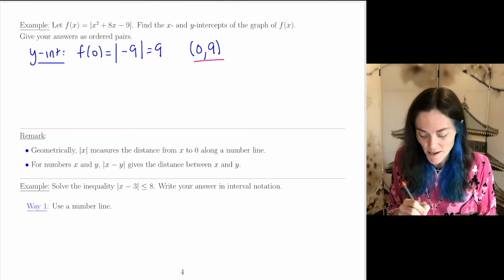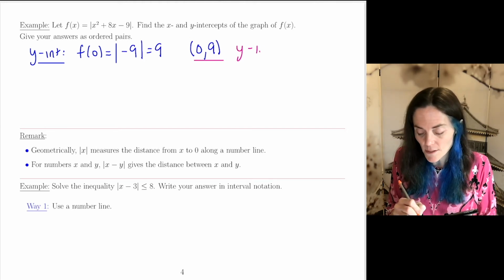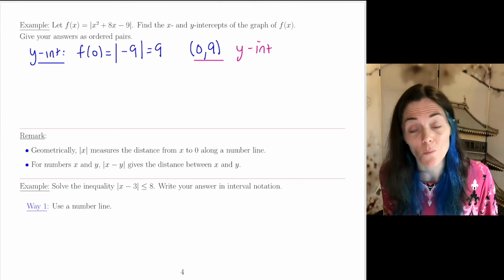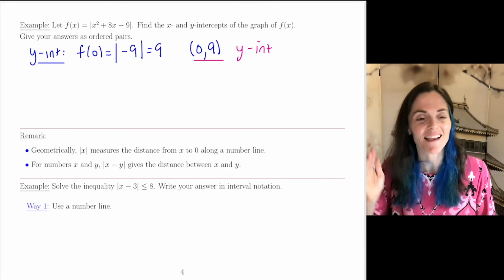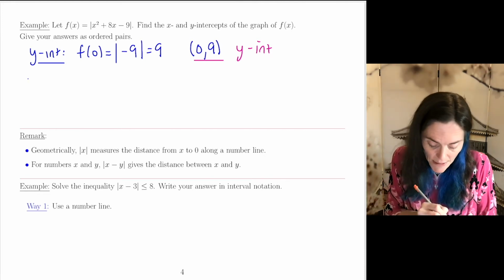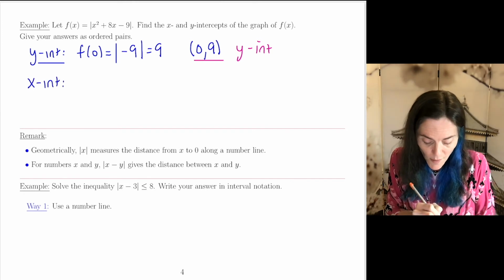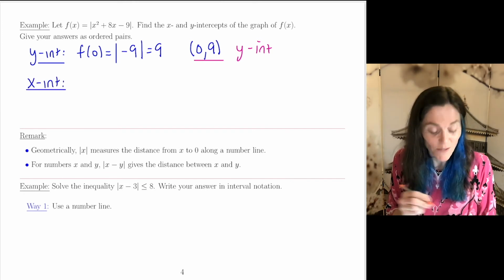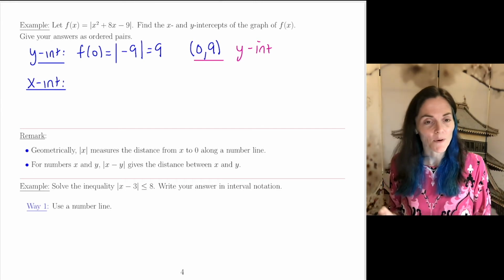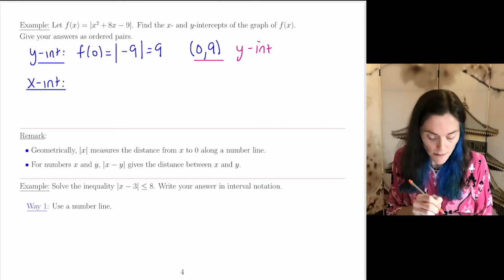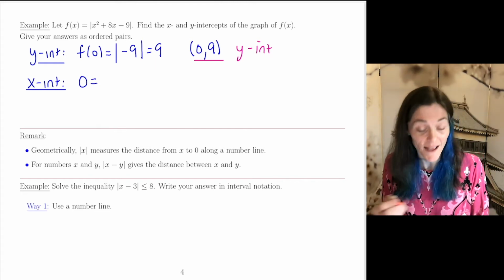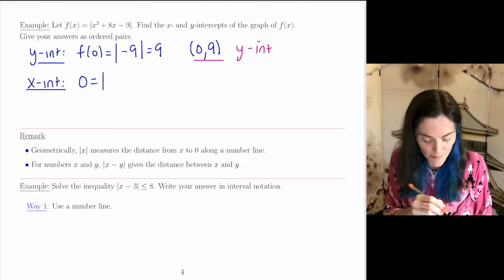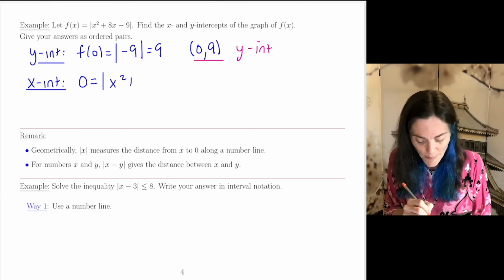This is our y-intercept. You notice there's only 1. You can never have more than one y-intercept, not for a function, because that would fail the vertical line test. But x-intercept is different. You can have multiple x-intercepts for a function. In fact, we will see more than one in this example. How we do this, we set y equal to 0, or set the function equal to 0 and solve for x. So we set 0 to be the absolute value of x squared plus 8x minus 9.